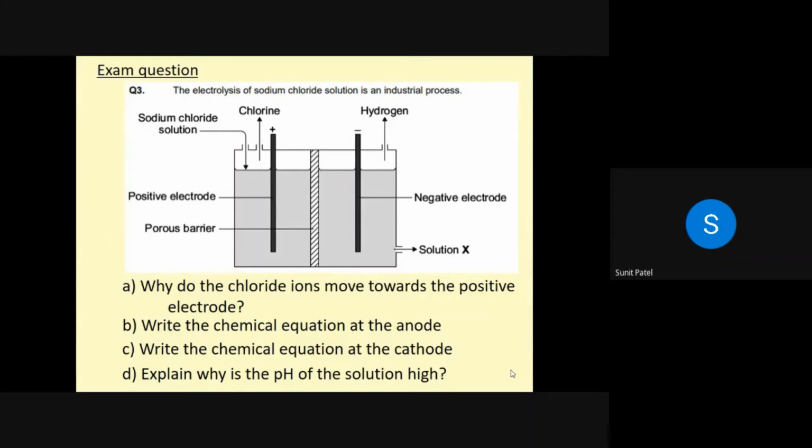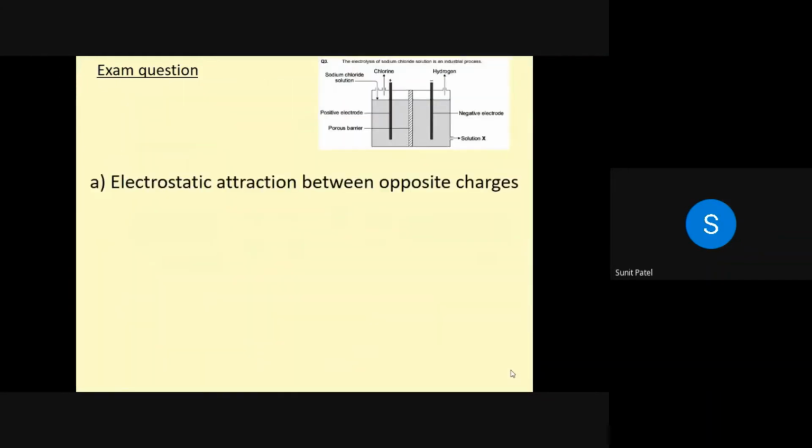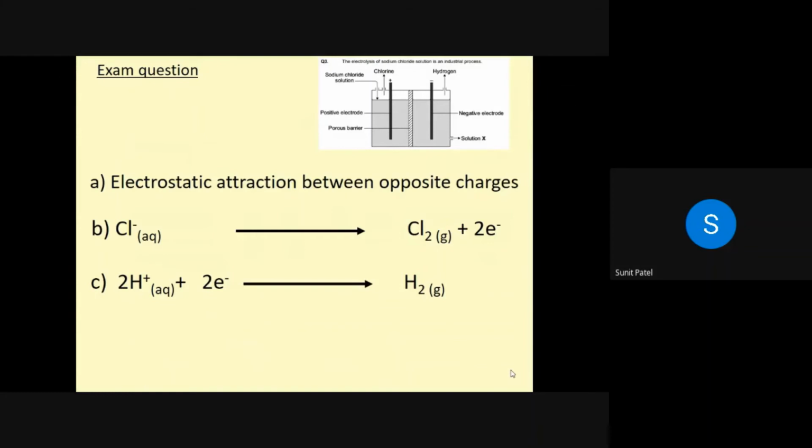We've already done that. Write the chemical equation at the cathode. We've done that also. And explain why the pH of the solution is high. So why does it have a high pH value? We've already talked about that as well. So answering these questions: electrostatic attraction between oppositely charged ions causes this attraction. And there's the first half equation. There's the second half equation for our redox. And then last but not least, high concentration of base or alkali, OH minus ions. Therefore, the solution is alkali.